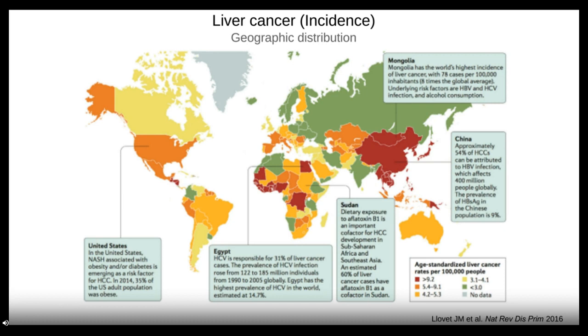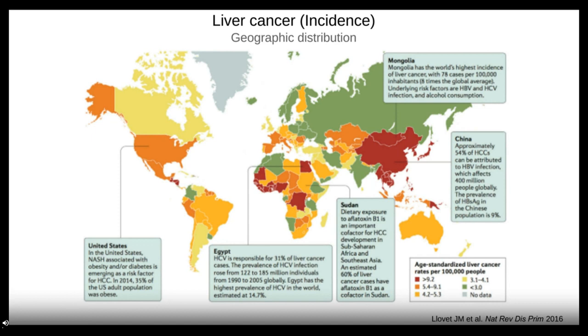Now, if you look worldwide, the incidence of HCC or liver cancer parallels the prevalence of chronic liver disease. For instance, here in East Asia and Sub-Saharan Africa, you see a lot of red because a lot of cases of liver cancer are associated mostly with infection with hepatitis B virus. China is one of the number one countries in terms of incidence, and it's estimated that around 8 to 9% of the population is infected with hepatitis B. That's a huge risk factor for development of liver cancer.